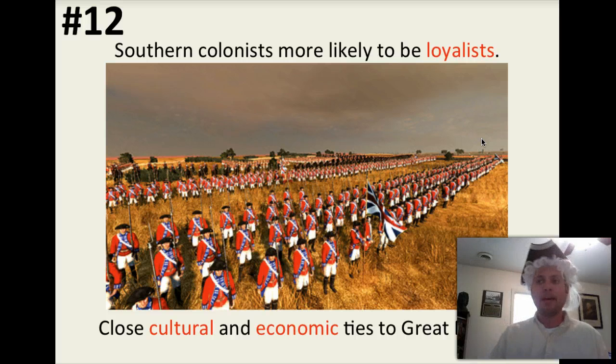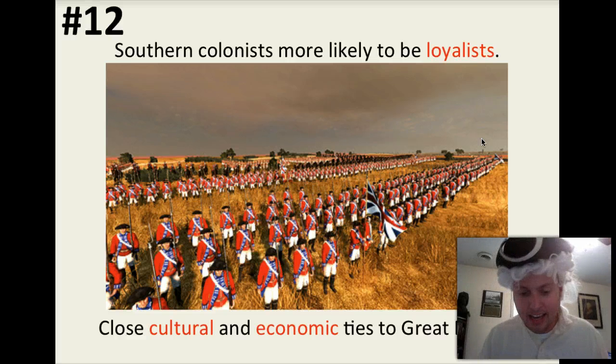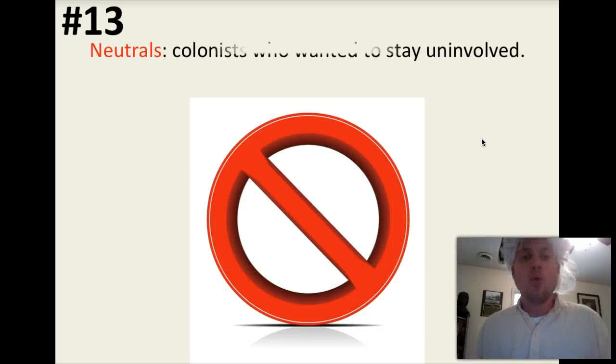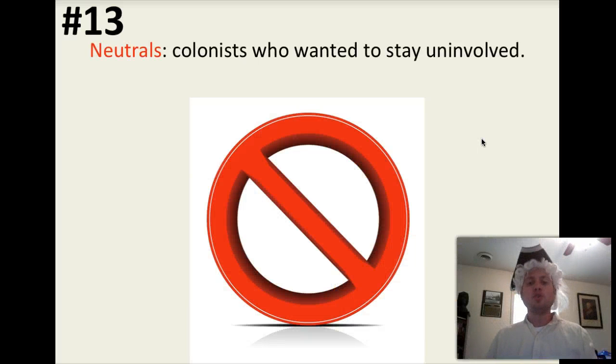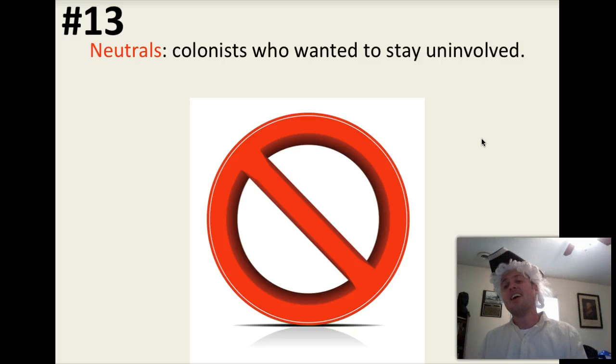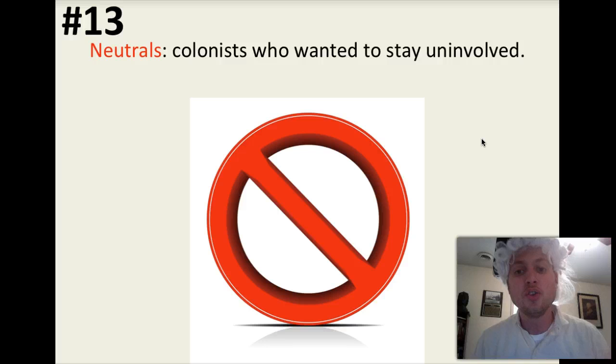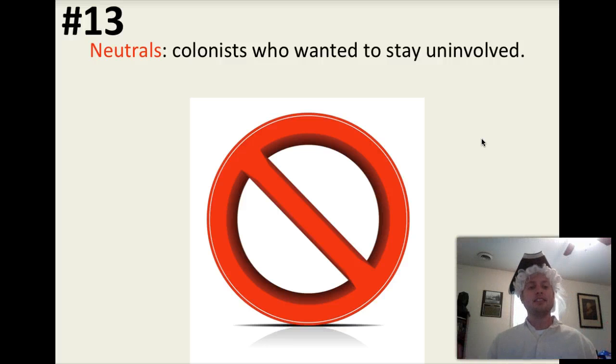All right, so we got patriots. They want to get rid of the king. They like John Locke. They like Thomas Paine. We got loyalists. They say, hey, it's okay because they have to pay for our protection, and mostly in the South with close cultural and economic ties. But what about those who just didn't want to get involved at all? Well, those are called neutrals. Neutrals were colonists who wanted to stay uninvolved. There's a theory that most Americans actually were neutrals. Just stay out, stay out, stay out.